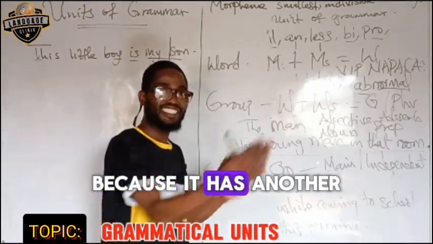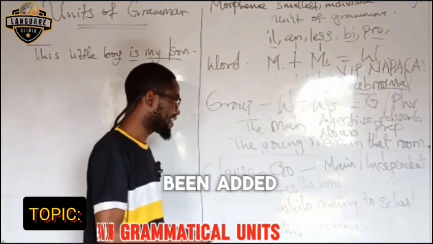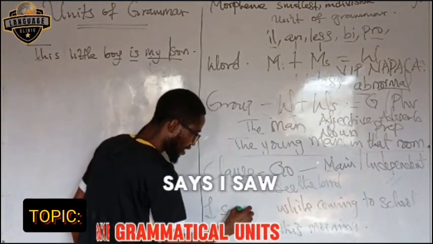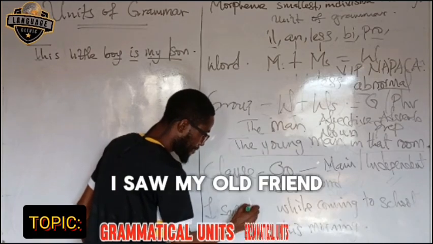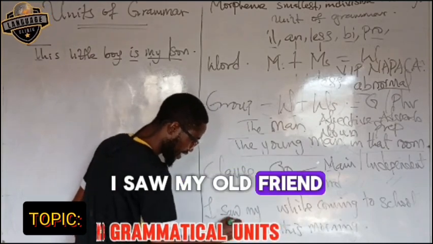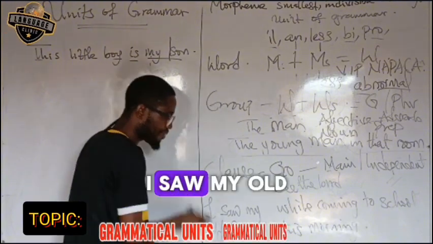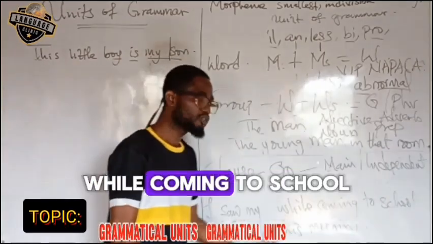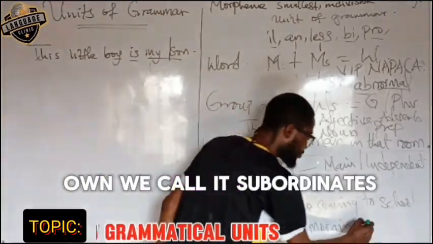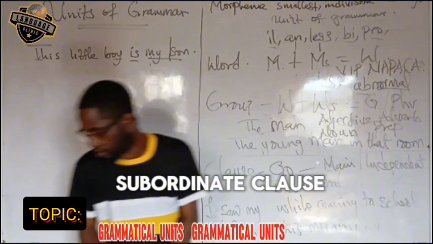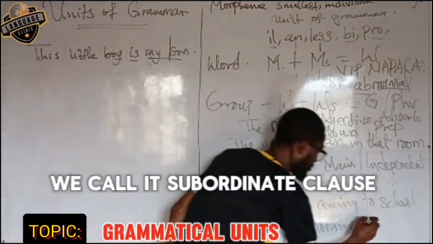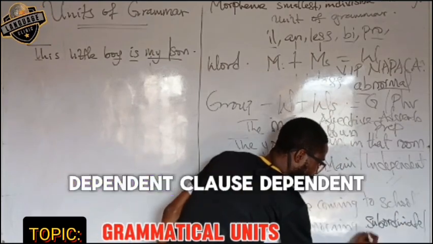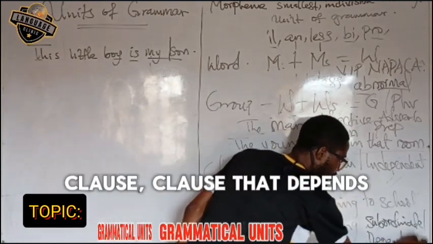It lacks completeness because it has another part that has not been added. Let's assume somebody now says, I saw my old friend. It's a clause on its own. It can stand, so we call it main. This one, why coming to school this morning, cannot stand on its own. We call it a subordinate clause, or a dependent clause, a clause that depends.